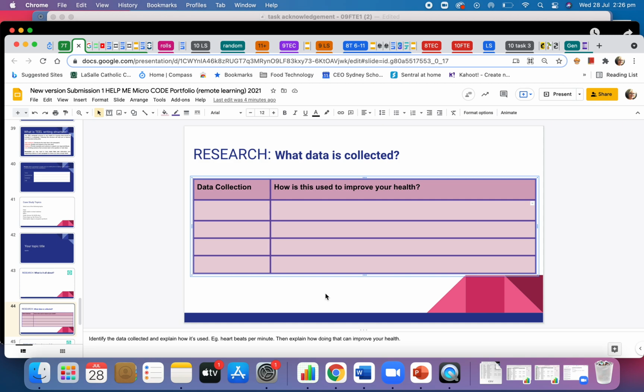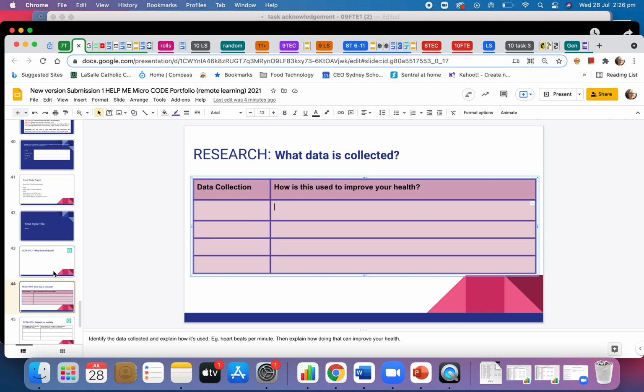Make sure that the data that you identify in the data collection column is something that actually helps with health. So don't put random things in there. Whatever you put in there, just make sure that it has something to do with managing your health, and not something like a calendar appointment chiming to let you know that you're supposed to be somewhere, because that's not going to do anything for you. All right, next bit.